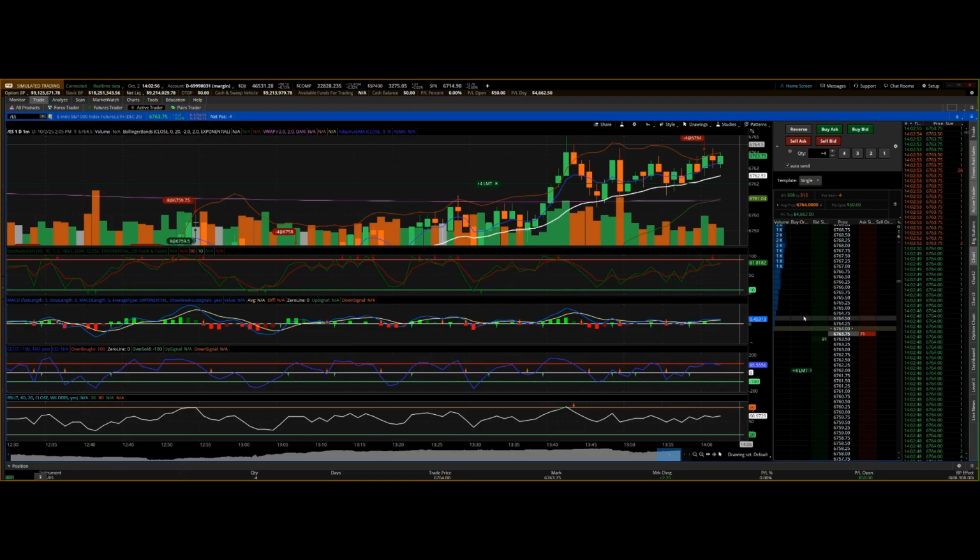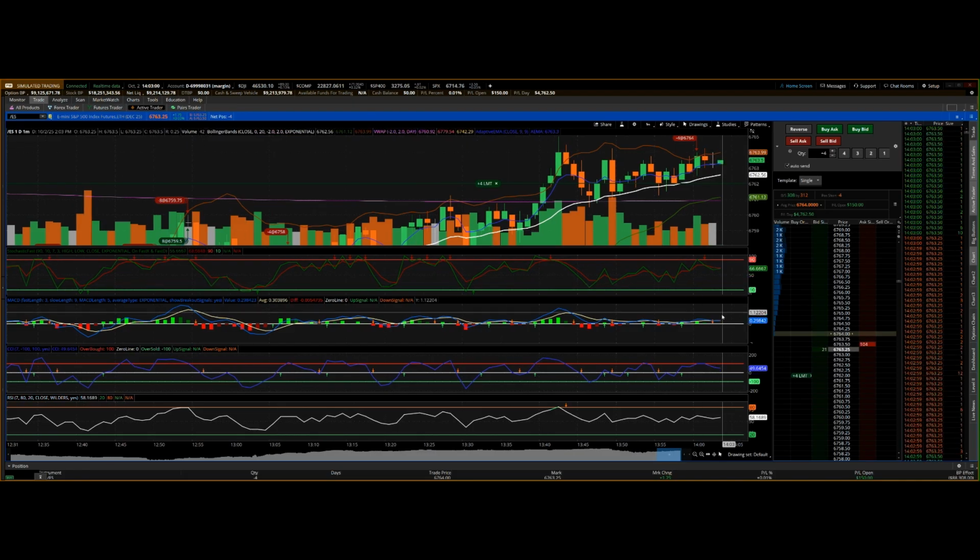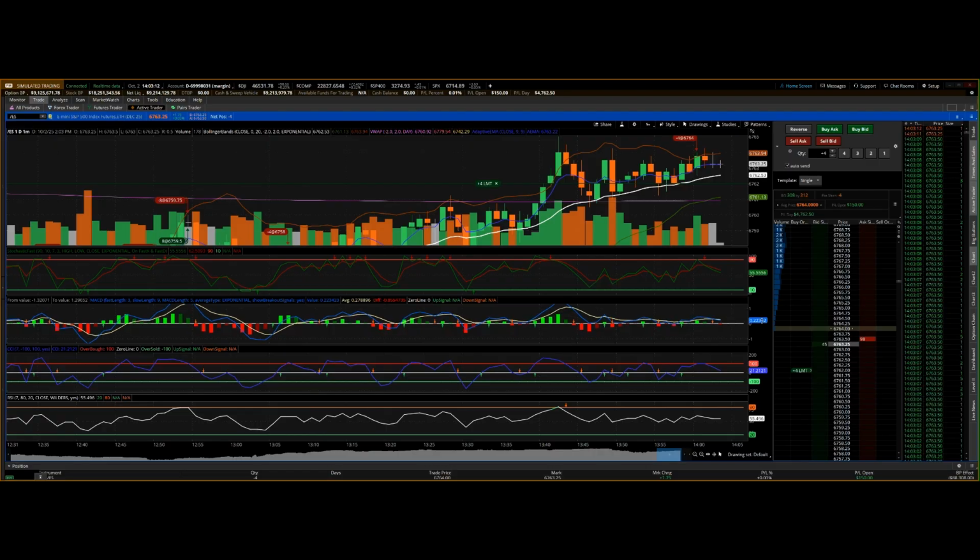So let's see, what are the indicators saying? Indicators are saying that it might go lower. Might. There's no guarantees here. Let's zoom this in.